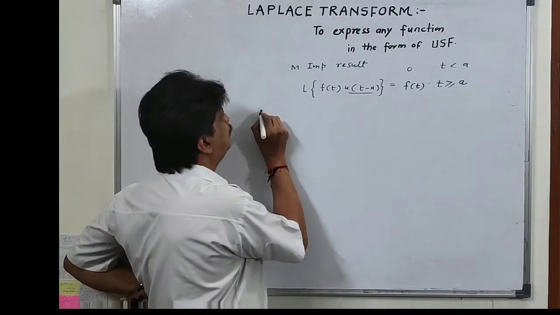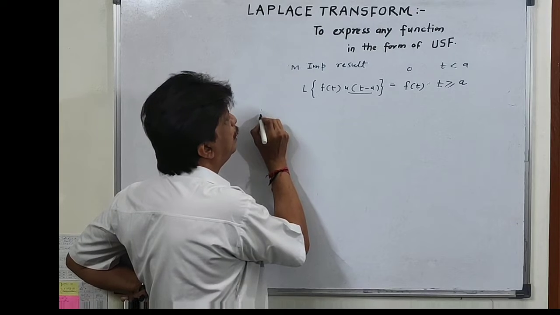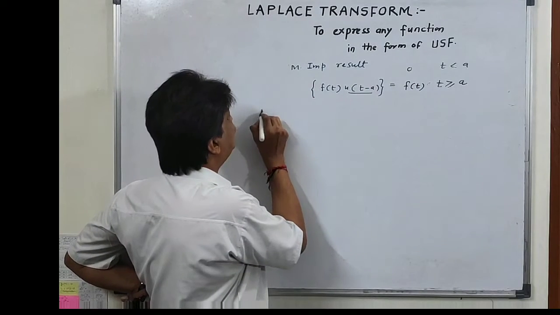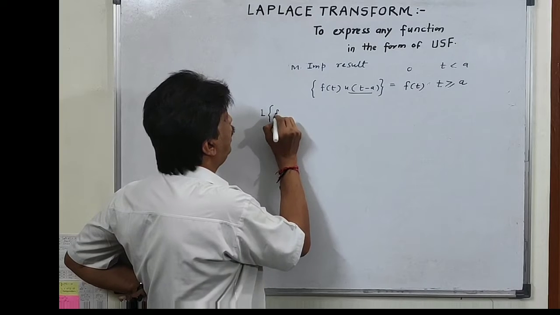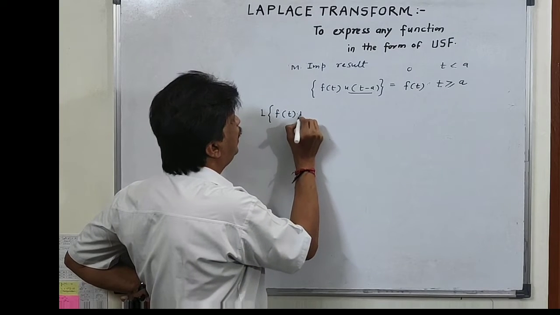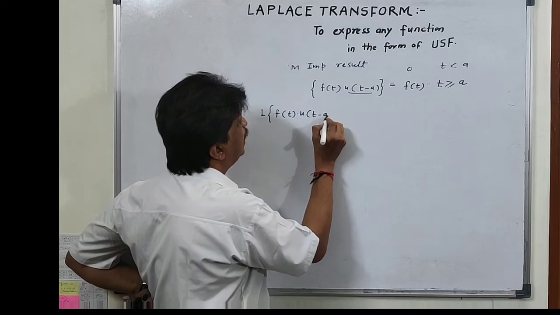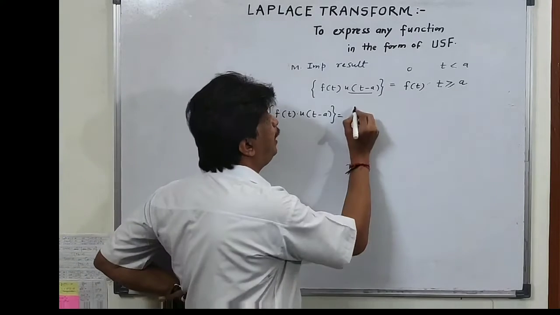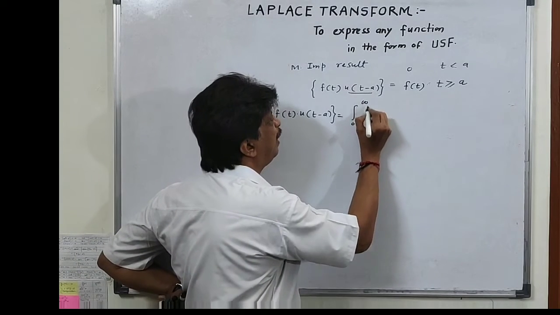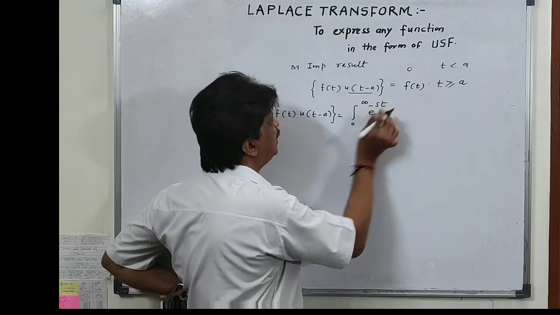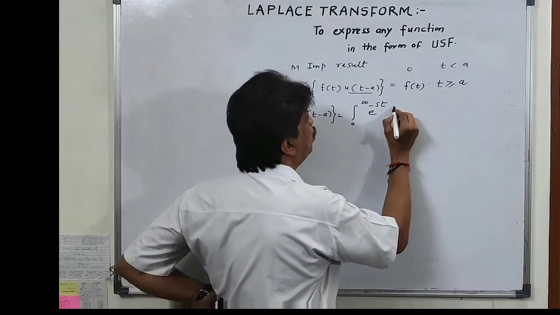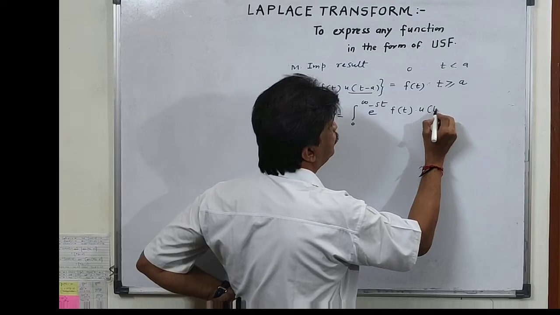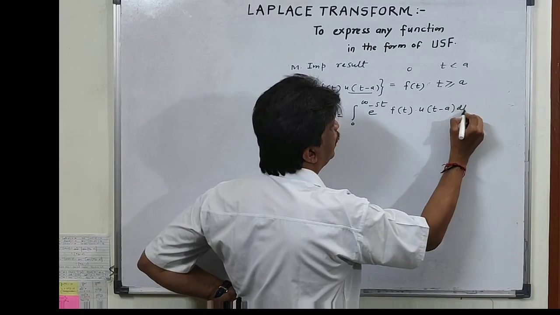So, this is the function defined. Now the Laplace transform of f of t into u of t minus a, by definition, is the integral from 0 to infinity of e raised to power minus st into f of t into u of t minus a into dt.